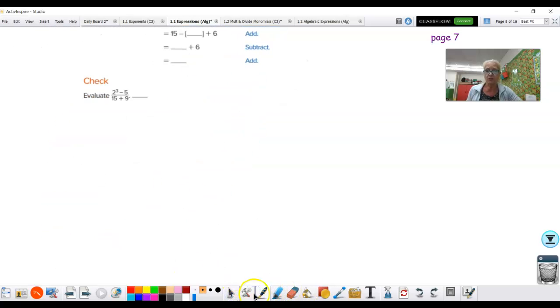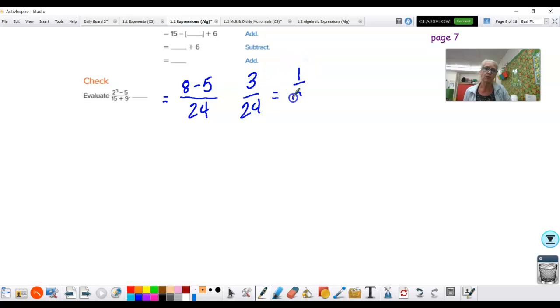Okay. The check is 2 to the third power. So the first thing we're going to have to do is figure out what 2 to the third power is. That's 2 times 2 times 2. A lot of times kids say 6 to that one, but it's not. It's 8. 2 times 2 is 4. Times 2 is 8. And 15 plus 9 is 24. Now we do the subtraction and we get 3 over 24. And that reduces to 1 over 8. Okay? Good, good. We're getting there.